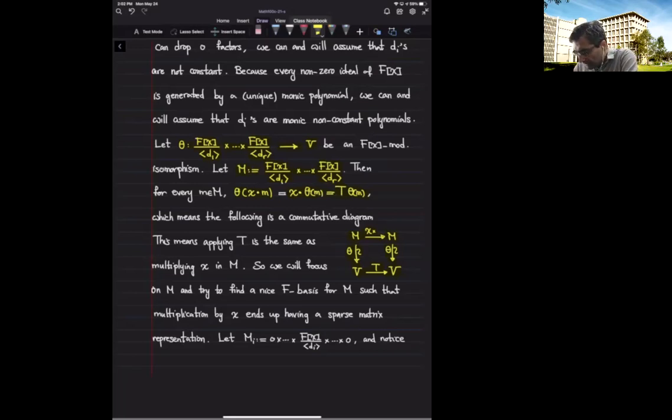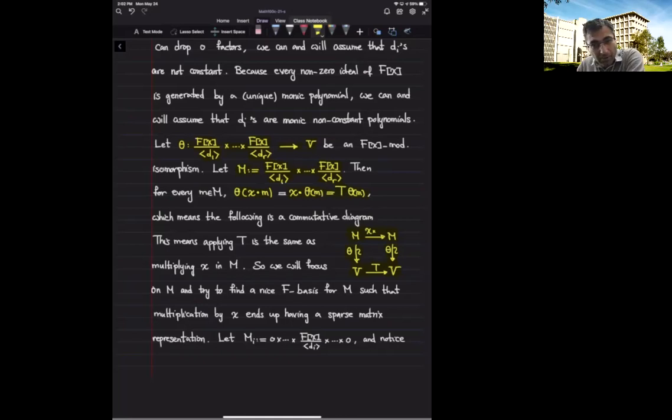Now, because this theta is an isomorphism, and this is a commutative diagram, that means that if I find a basis for this linear transformation, multiplication by x, I can simply write the same matrix for the linear transformation on V, because they are essentially the same thing. I can replace m by v and replace multiplication by x with T, and I get the same transformation.